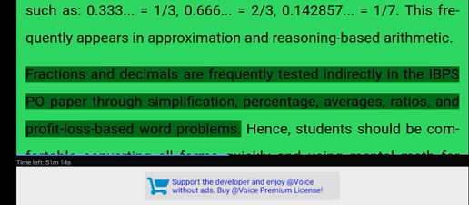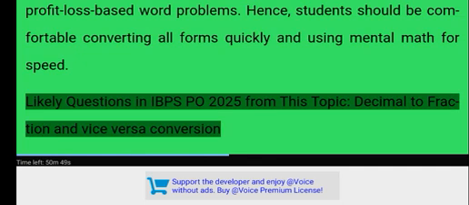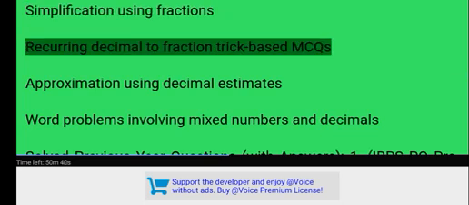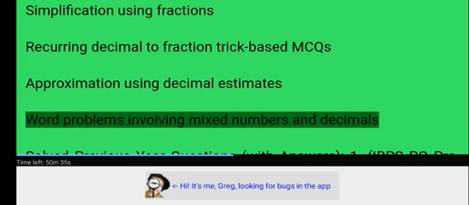Fractions and decimals are frequently tested indirectly in the IBPS PO paper through simplification, percentage, averages, ratios, and profit-loss-based word problems. Hence, students should be comfortable converting all forms quickly and using mental math for speed. Likely questions in IBPS PO 2025 from this topic: decimal to fraction and vice versa conversion, simplification using fractions, recurring decimal to fraction trick-based MCQs, approximation using decimal estimates, and word problems involving mixed numbers and decimals.